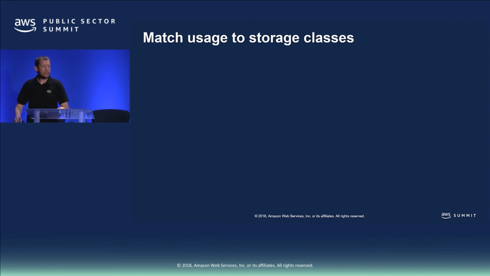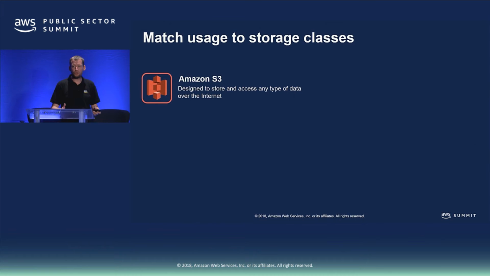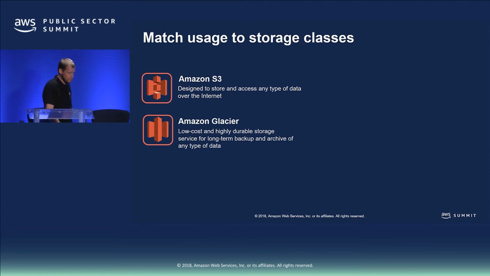Okay, so we then talked about matching usage to storage classes. From our point of view here, we have a range of different storage capabilities that we talk about within AWS. Amazon S3 is our object store, massively scalable, very cheap, high performance. It's designed to store and access any type of data over the internet or privately through gateway interfaces. Amazon Glacier is our low-cost archive service. So it effectively takes S3 objects and it can archive them into a lower cost tier of storage. It's great for long-time archiving, for data that doesn't need to be accessed very frequently, but that can massively reduce your price as well.